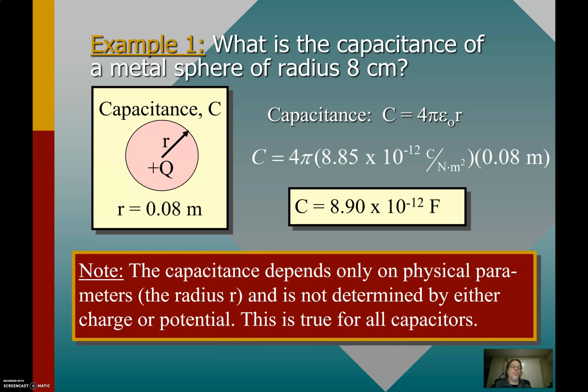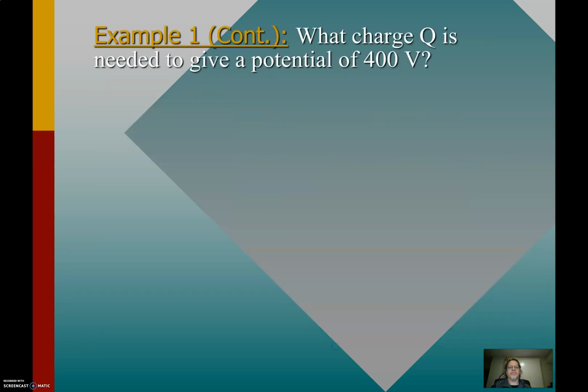So the capacitance depends only on the physical parameters, the radius, not determined by the charge or the potential. We're going to find the same thing with your parallel plates. Your capacitance is dependent on the physical characteristics of your device, whether it's round, whether it's a plate, two plates, and so on. It's true for all capacitors.